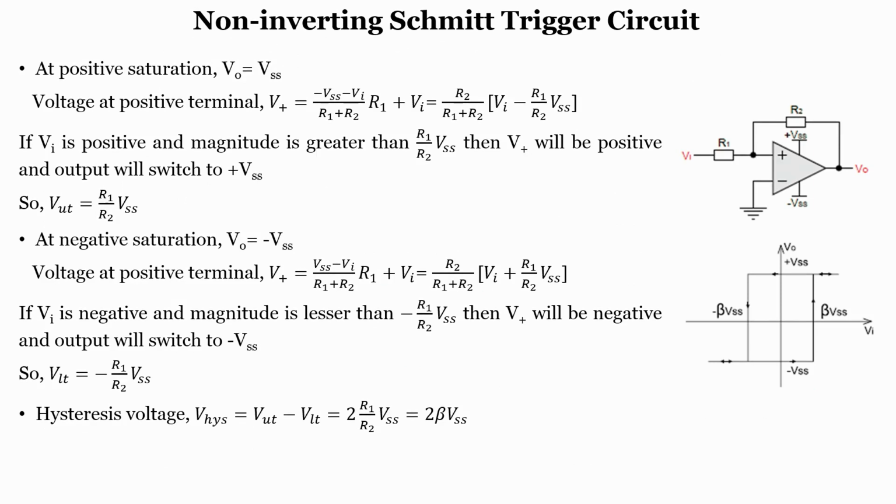At positive saturation what will happen? V O equals V S S. If it saturates, it can go to the maximum value which is plus V S S. Voltage at positive terminal V plus equals minus V S S minus V I divided by R 1 plus R 2 into R 1. When I say maximum V S S, it does not mean that it will reach plus 15 volts.